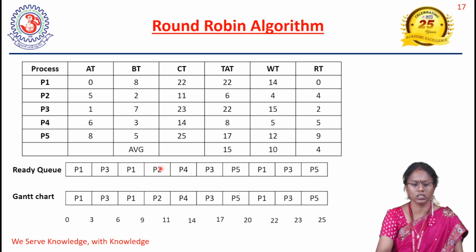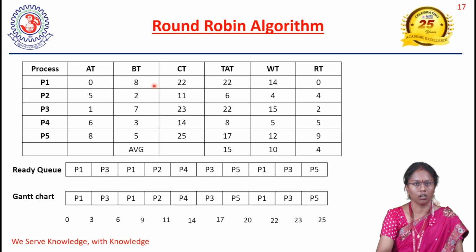And then what is this P2? Yes, P2 has arrived and P4 has also arrived. Okay, now after completing P3, which is in the ready queue? P1 is in the ready queue. So take P1 again. Now after 3 seconds, we have 5 seconds left. So after the 3 seconds P1 executes, and the remaining 2 seconds is there.